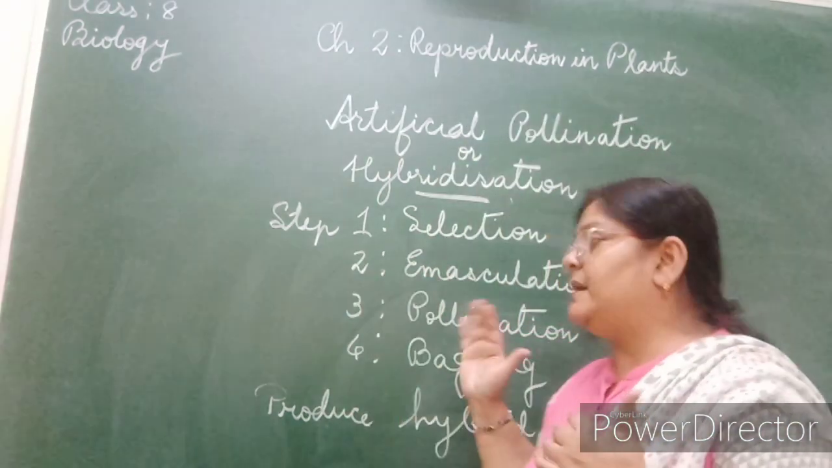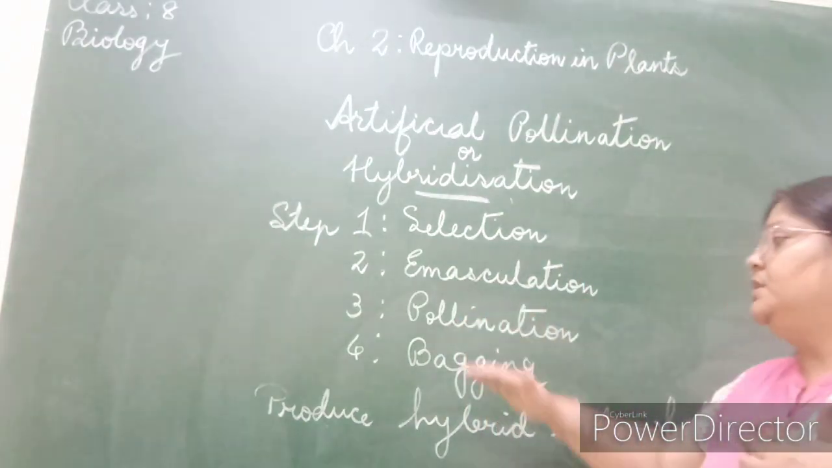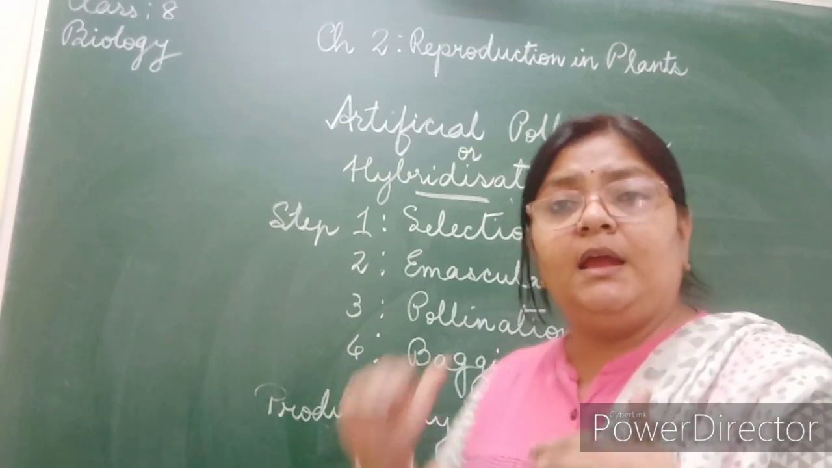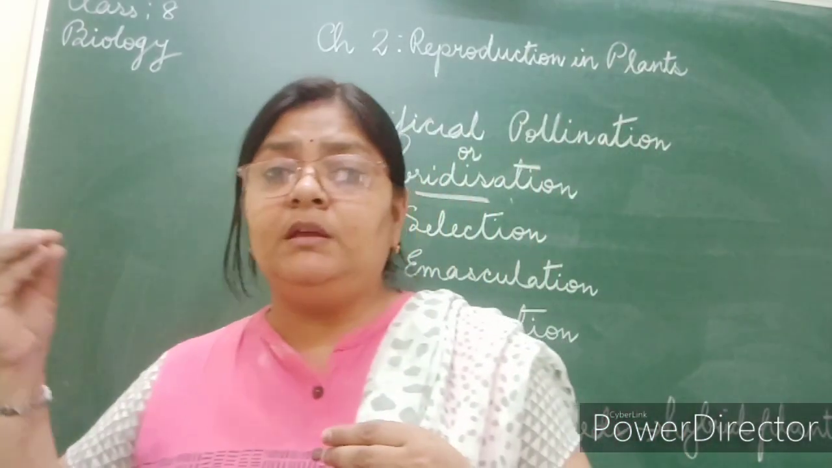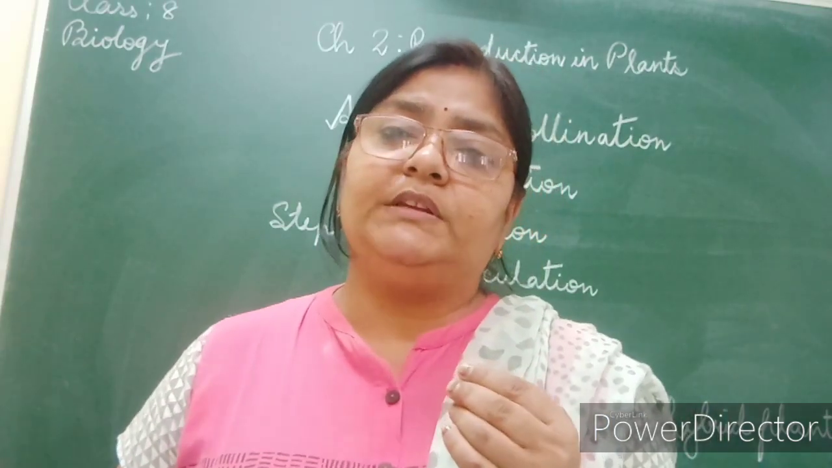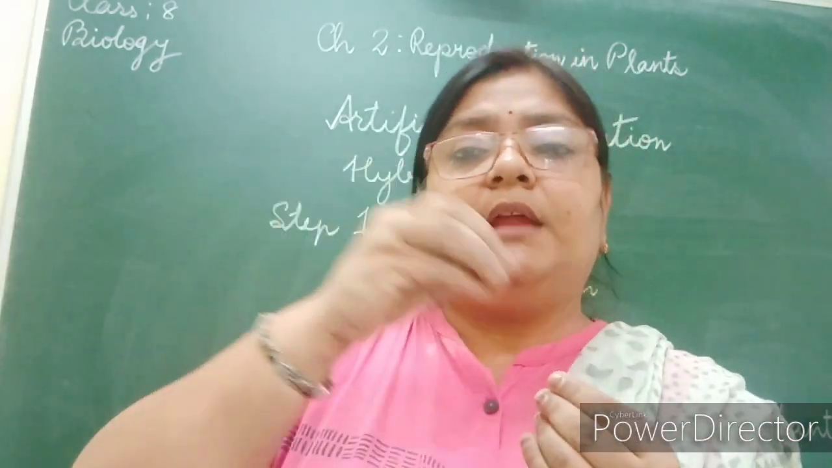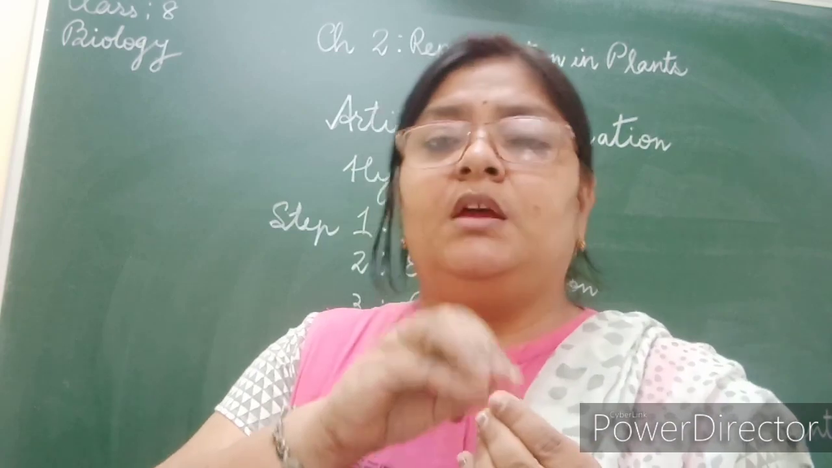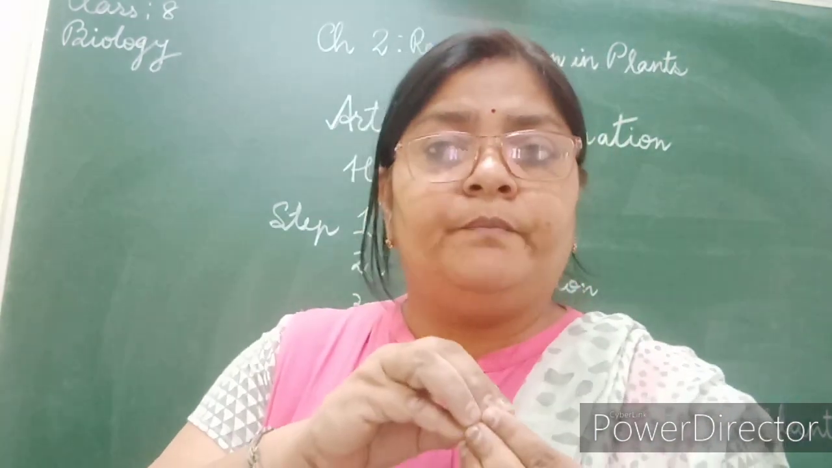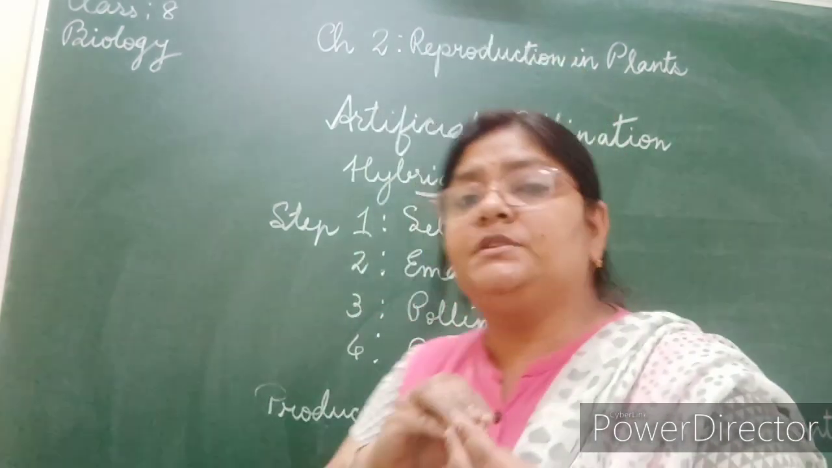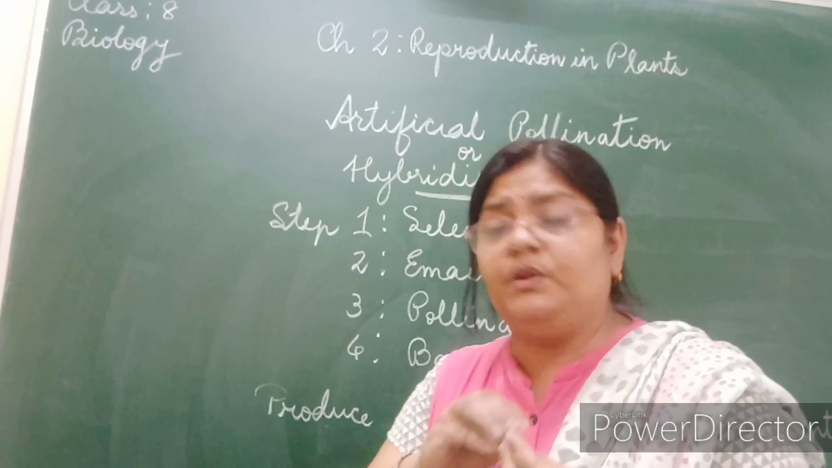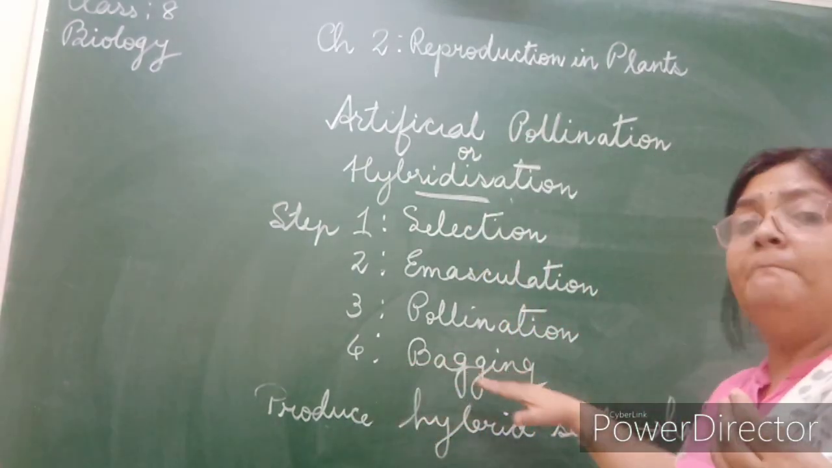Now, after emasculation, removal of the stamen, comes pollination. Now this pollination is done by man, from the desired plant that we have chosen. From the other plant we will take some pollen grains and deposit them in the flower which has been emasculated manually. Fine. After this transfer of pollen grains is done manually, then comes bagging.